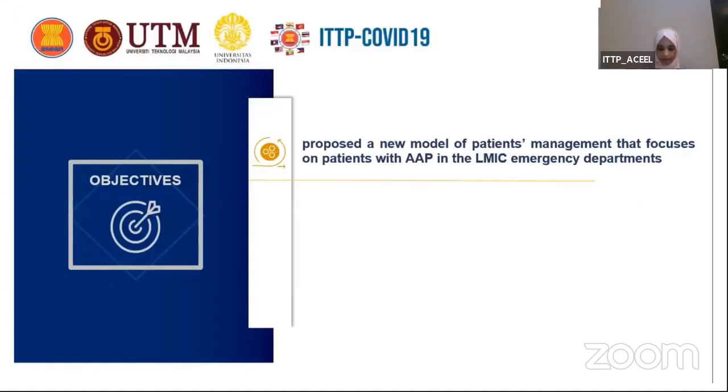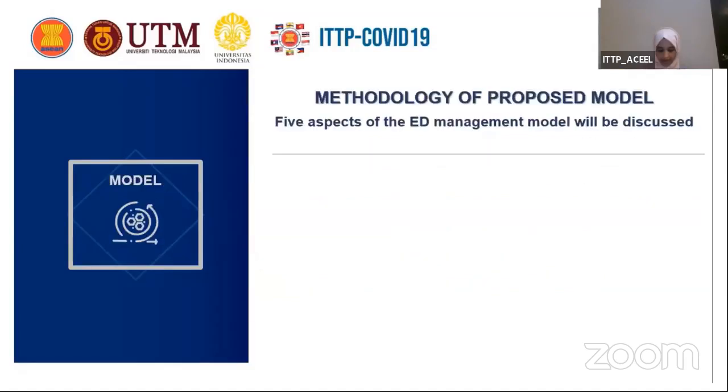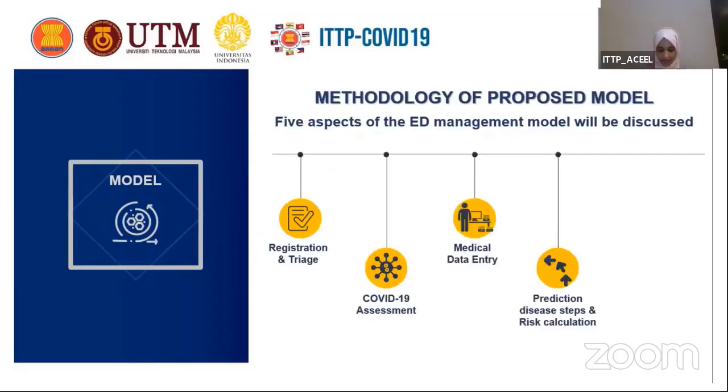This model will improve patient flow by predicting the disease path and steps in the emergency department, as well as predicting the risk score of the conditions. It will lead to seamless information transfer between emergency department staff, which can increase the accuracy of the diagnosis. To achieve this goal, the proposed model is designed according to five aspects: registration and triage, COVID-19 assessment, medical data entry, prediction of disease steps and risk calculation, and safety and security.